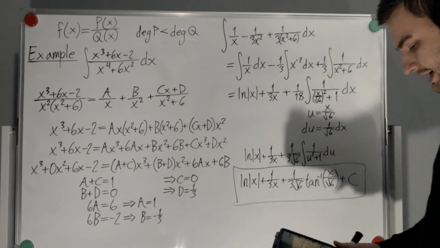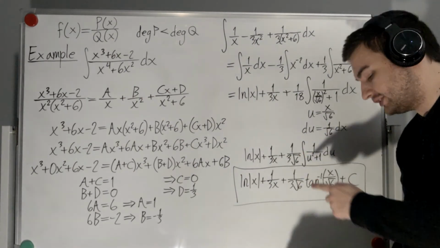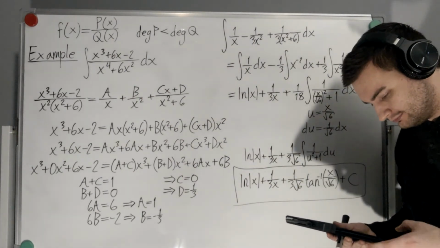Yeah, it looks like in my notes I went ahead and rationalized this denominator, multiplying top and bottom by root 6, but of course it's the same.